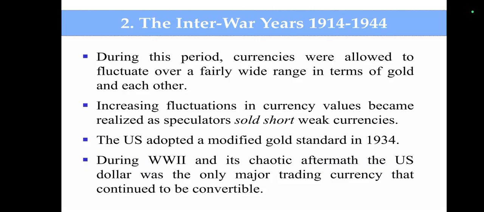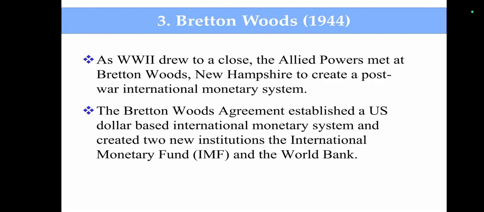The US adopted a modified gold standard in 1931. During World War One and its chaotic aftermath, the US dollar was the only major trading currency that continued to be convertible. As I said, after the break of World War One, the movement of gold was interrupted and you couldn't convert other currencies as per the gold standard, but the one currency you could convert was the dollar.